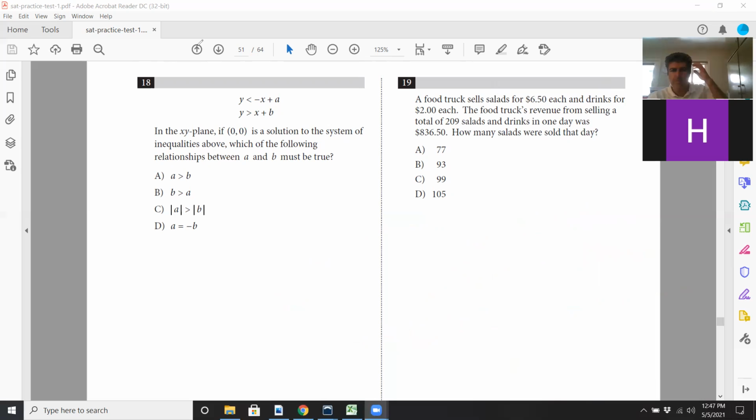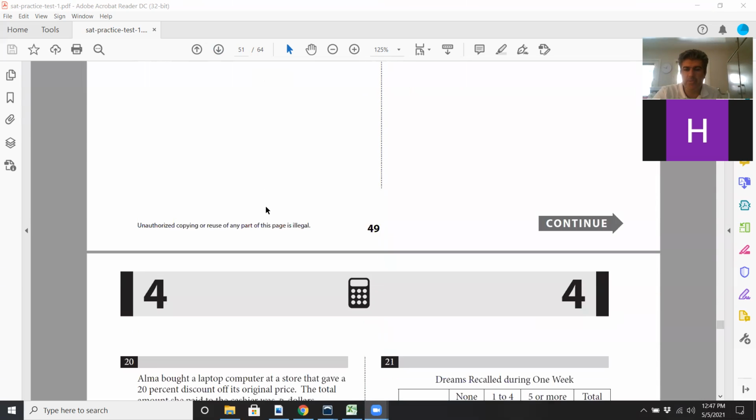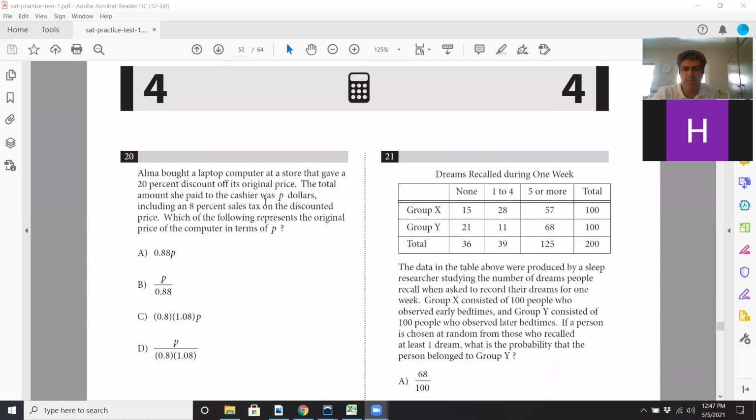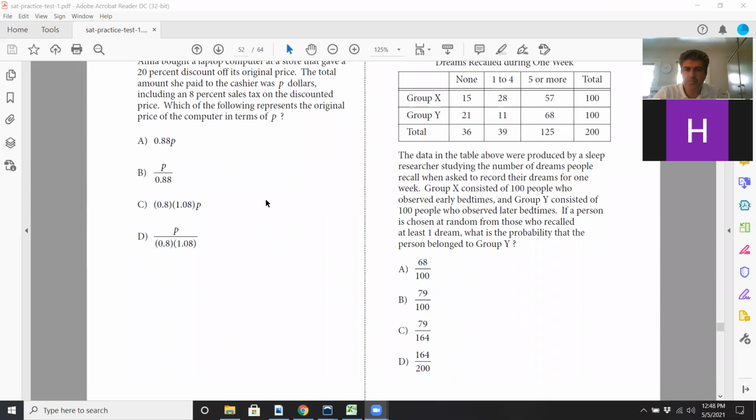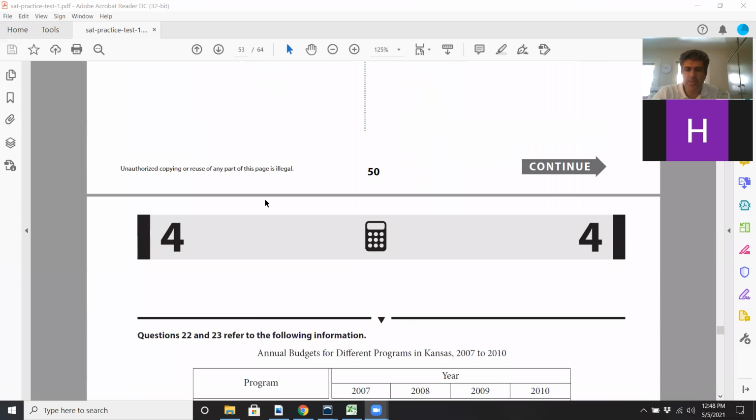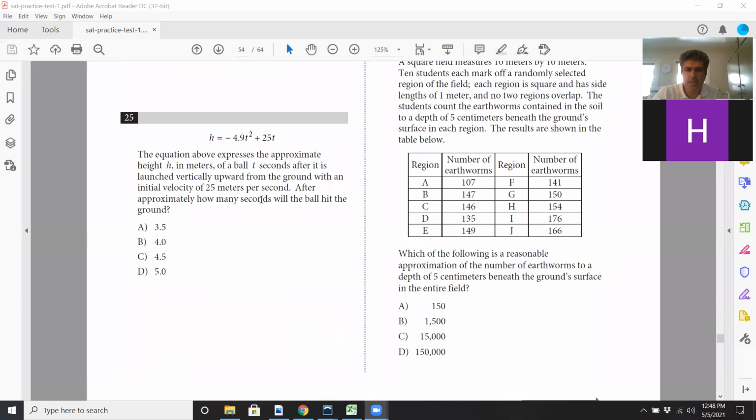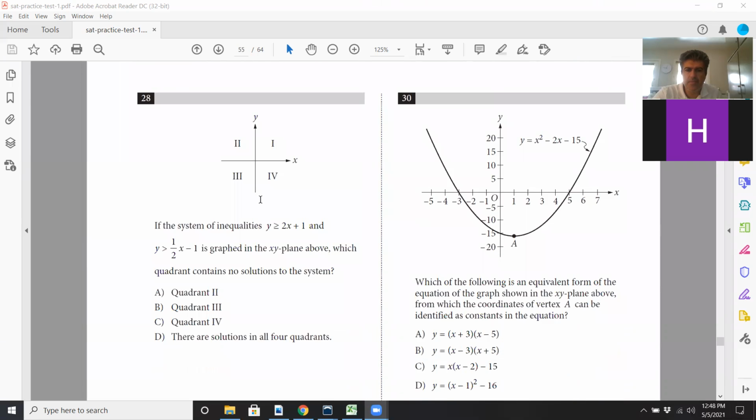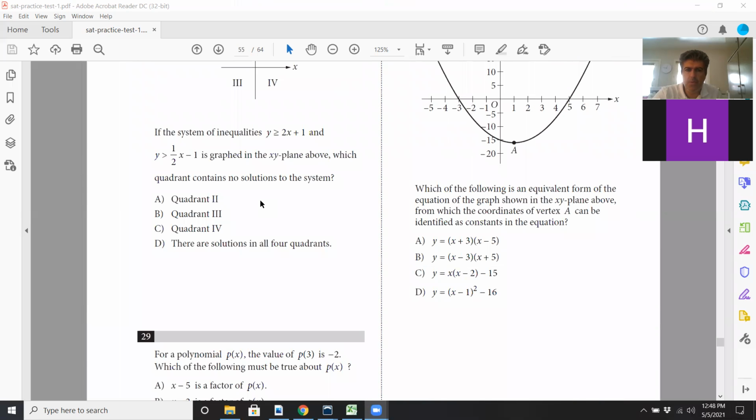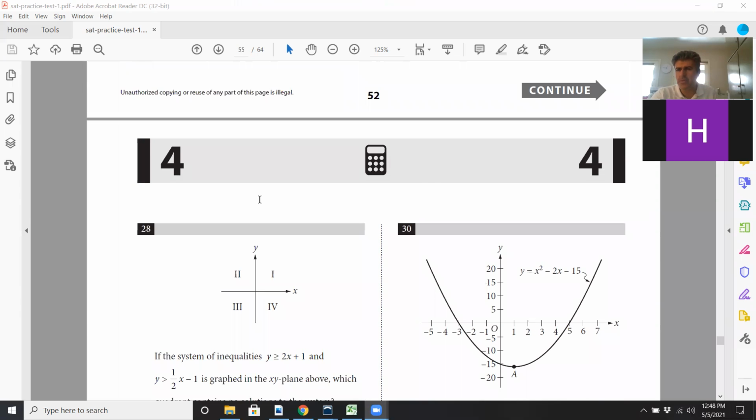You could work backwards, like assuming that you have 77 salads, figure out how many drinks you have, and then see if it's consistent with the equation for the money. But that could take a while, so I recommend you use your calculator. 20 is a good one also because that involves substitution. And then probably look at maybe some of the free response questions.